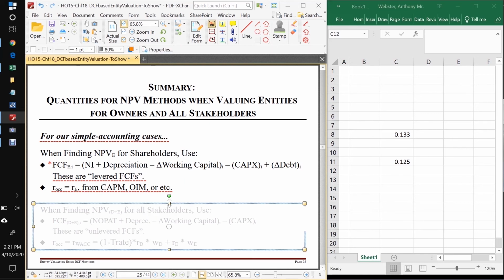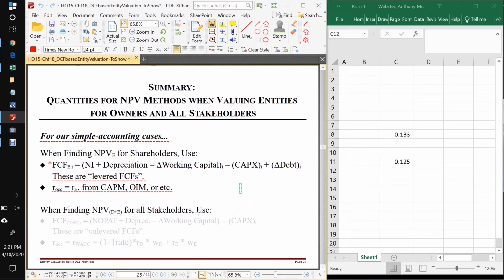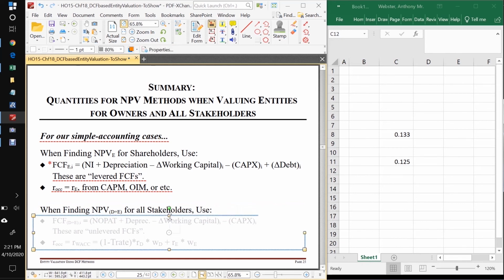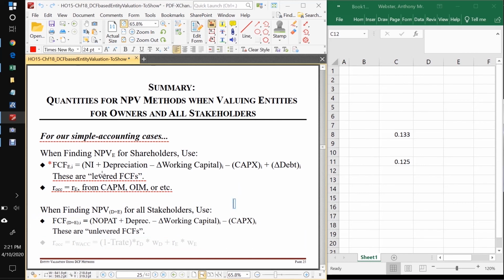Okay, so now how about finding NPV for all our stakeholders? So again, I'm just summarizing what we've done so far. Our free cash flow is going to look very much like the formula up above, except we exchange net income for NOPAT, and NOPAT is equal to EBIT minus tax. And we've removed the change in debt term, as we're getting cash flows to debt holders and equity holders both. Other than that, it's exactly the formula that we had up here, so not too much extra to remember.